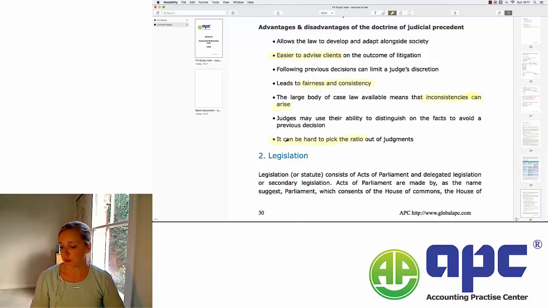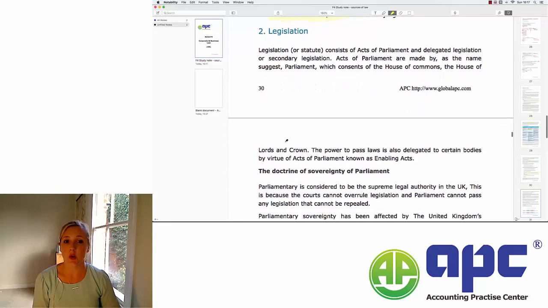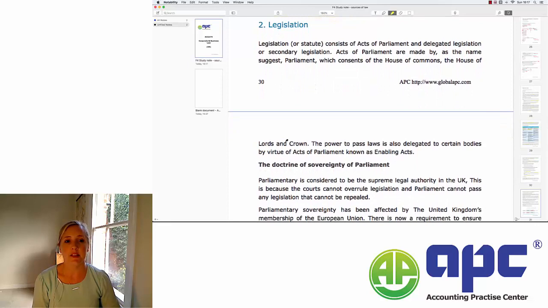So looking at sources of law, that's our first source of law: common law, case law, judicial precedent. And the second is legislation. Legislation can also be called statutes, and it basically means acts of our parliament and other legislation known as delegated or secondary legislation. So if you hear the term, or in the exam you see legislation or statute or acts of parliament or delegated legislation, it all basically means the same thing.